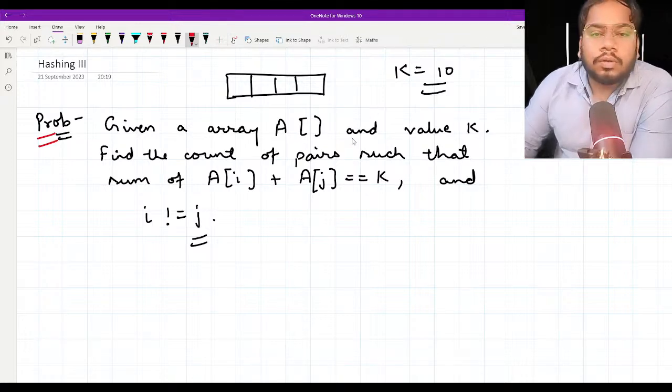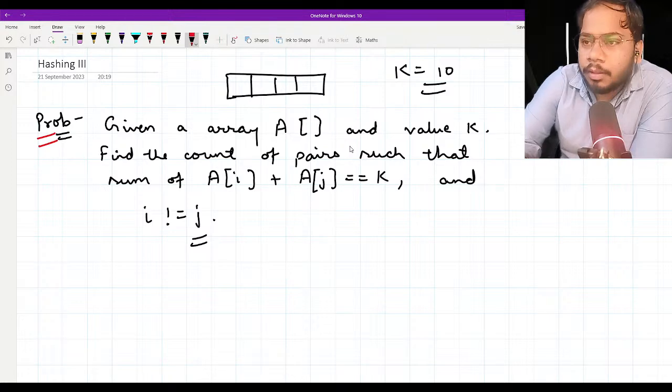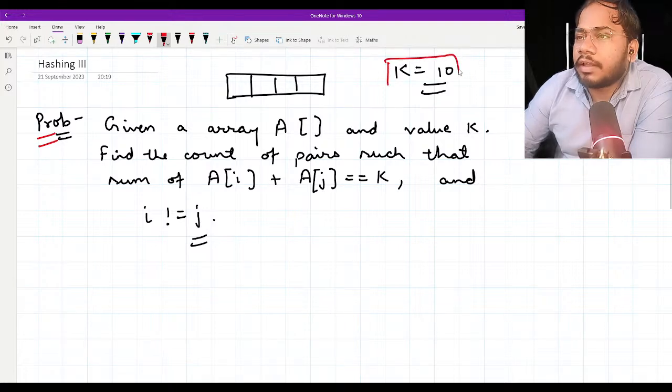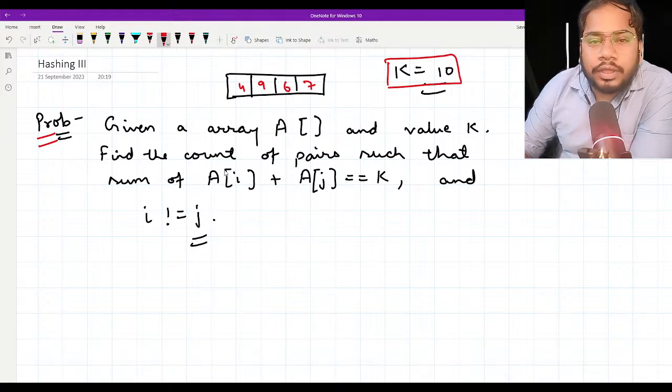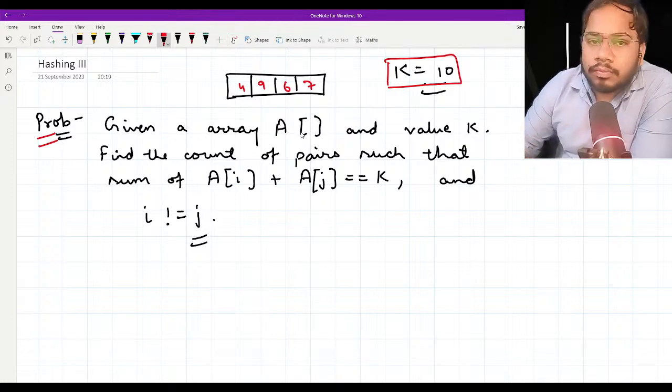The problem which we had done in the previous session was kind of similar to this. So let's discuss some examples. Suppose the k value is 10, and the array is 4, 9, 6, 7. We have to give the count. In the previous question we were not giving the count, we were just giving true or false. This is the extension of the previous problem.